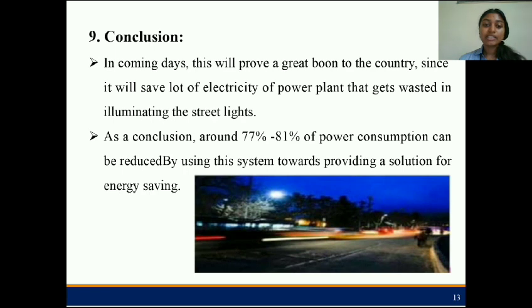Conclusion: in coming days, this will prove a great boon to the country since it will save a lot of electricity of power plants that gets wasted in illuminating the street lights. As a conclusion, around 77 to 81% of the power consumption can be reduced by using this system, towards providing a solution for energy saving.